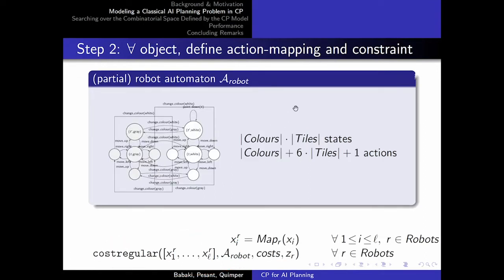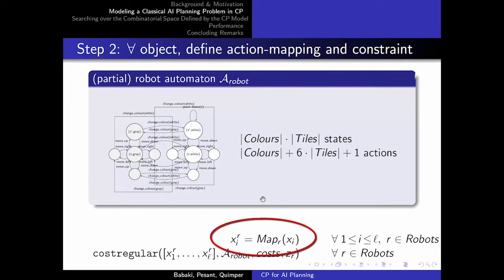For each robot, I'm not expecting you to read that automaton. It's quite large and actually just part of it here. The states represent where the robot is at a given point and the color it's holding. We still map to relevant actions, but there are still quite a few. So basically the irrelevant ones for a given robot are the actions about the other robots.